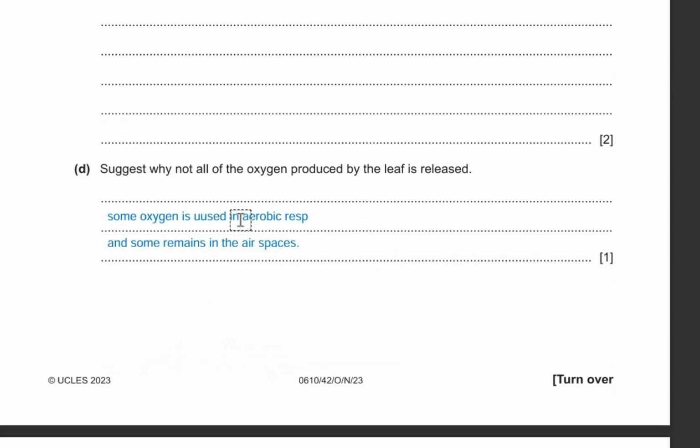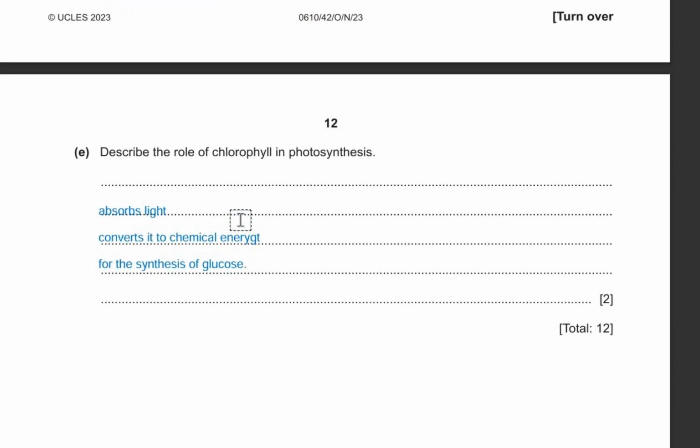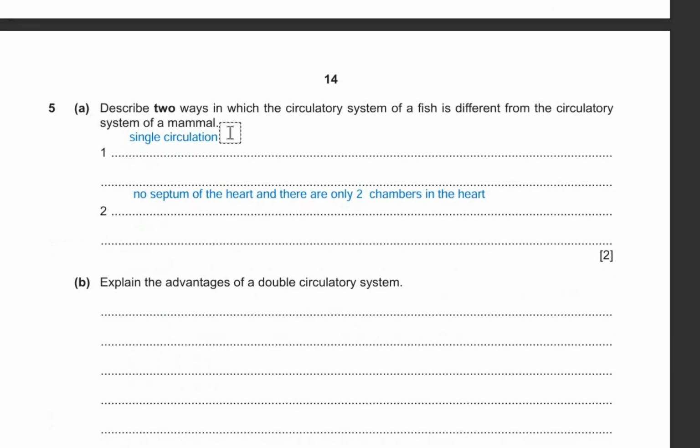Alright. So let's move on to part E. Describe the role of chlorophyll in photosynthesis. So we all know that chlorophyll is the main pigment, which is responsible for absorbing and capturing the light and converting it to chemical energy for the synthesis of glucose in photosynthesis. Now coming towards question number 5, describe 2 ways in which the circulatory system of a fish is different from the circulatory system of a mammal.